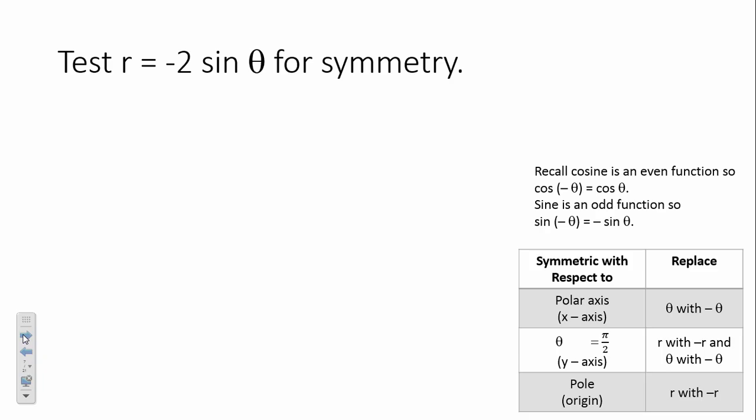All right, so here we go. If we're testing for symmetry with respect to the polar axis, we replace theta with negative theta. So r is going to be -2 times the sine of negative theta. Okay? Because sine is an odd function, whenever we have the sine of negative theta, that becomes negative sine of theta.